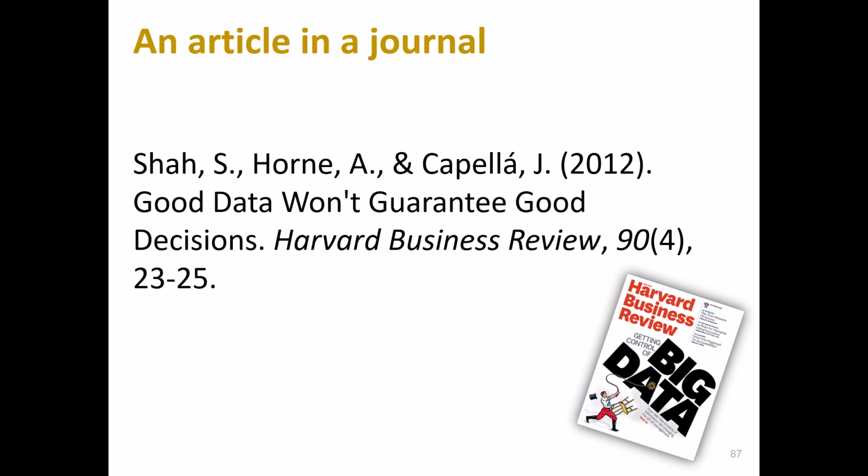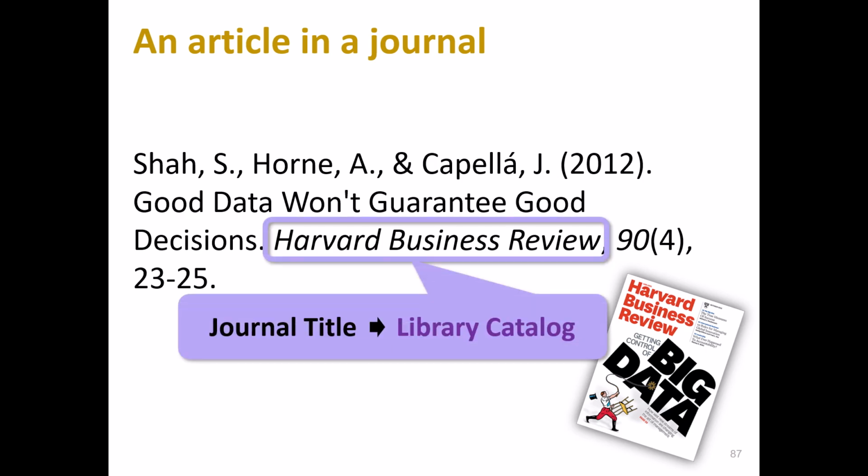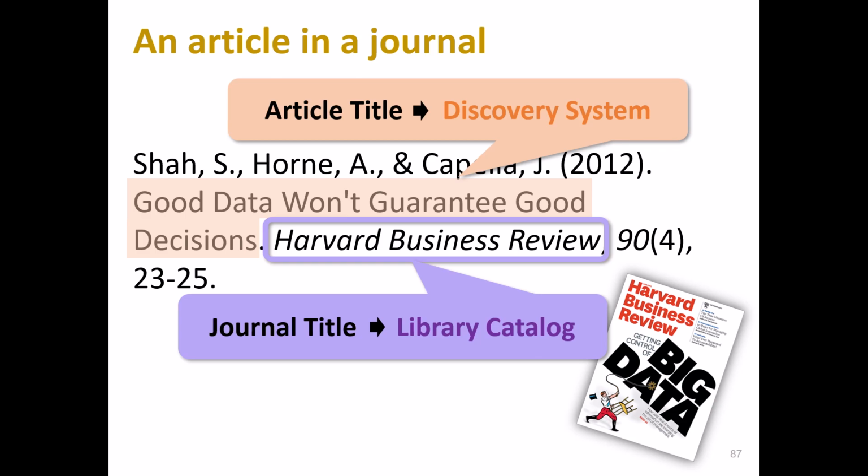Now, you have a citation of the journal article. In this example, the article title is Good Data Won't Guarantee Good Decisions. It's published in Harvard Business Review. As we mentioned earlier, in the library catalog, we can only search for the journal title. And if you want to search with the article title, you can use the discovery system.